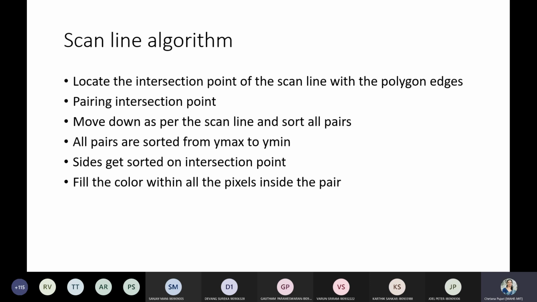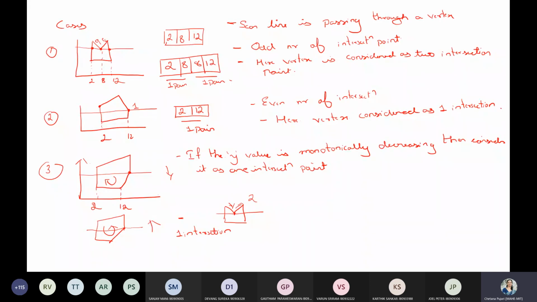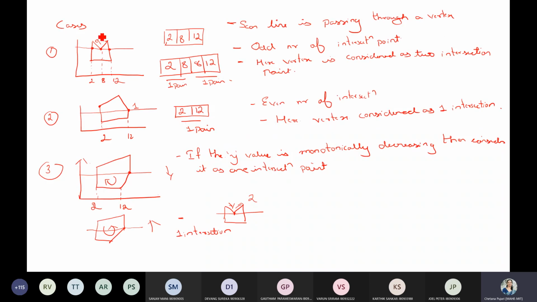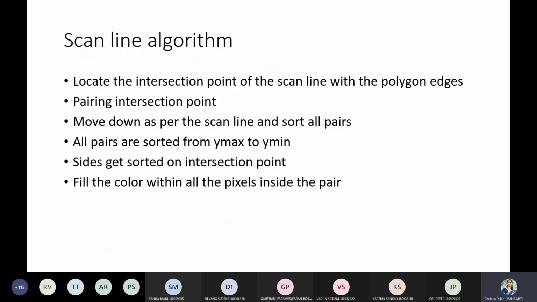First, you are going to locate the intersection points of the scan line with the polygon edges. We have seen here, this is our polygon, these are the edges, and these are our scan lines. You locate the intersection of the scan line with the polygon edges. Then pair the intersection points, which we have also seen. Whatever intersection points are there, you form pairs out of them. Then move down as per the scan line and sort all pairs.